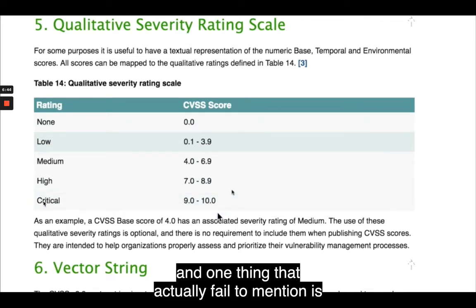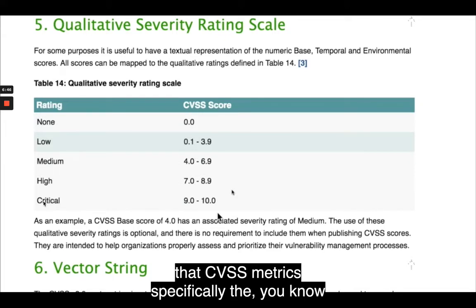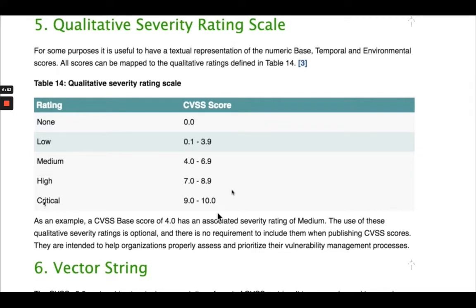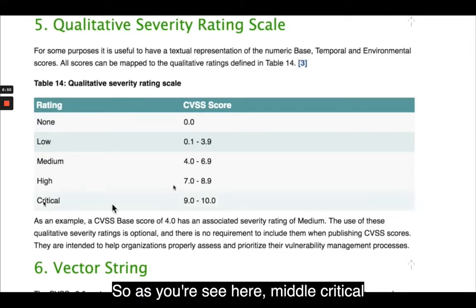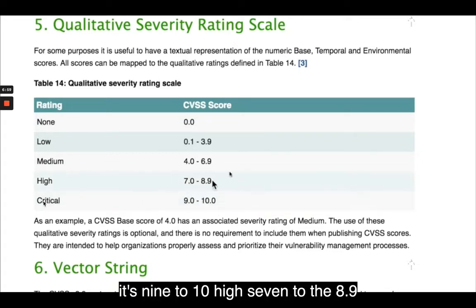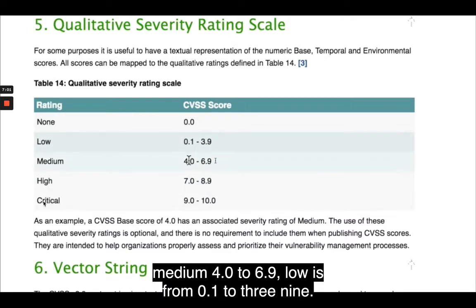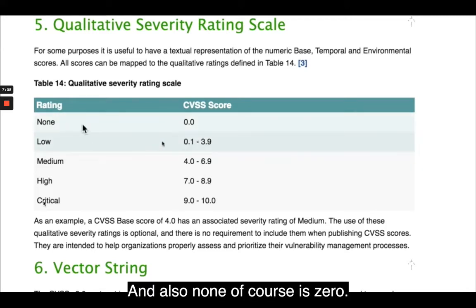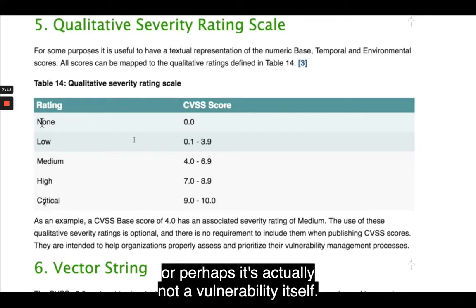And one thing that I actually failed to mention is that CVSS metrics, specifically the scores, vary from 0 to 10, 10 being the more severe, right? So as you see here, critical is 9 to 10, high 7 to 8.9, medium 4.0 to 6.9, low is from 0.1 to 3.9, and also none, of course, is 0. So that means that there's no impact, or perhaps it's actually not a vulnerability itself, right?